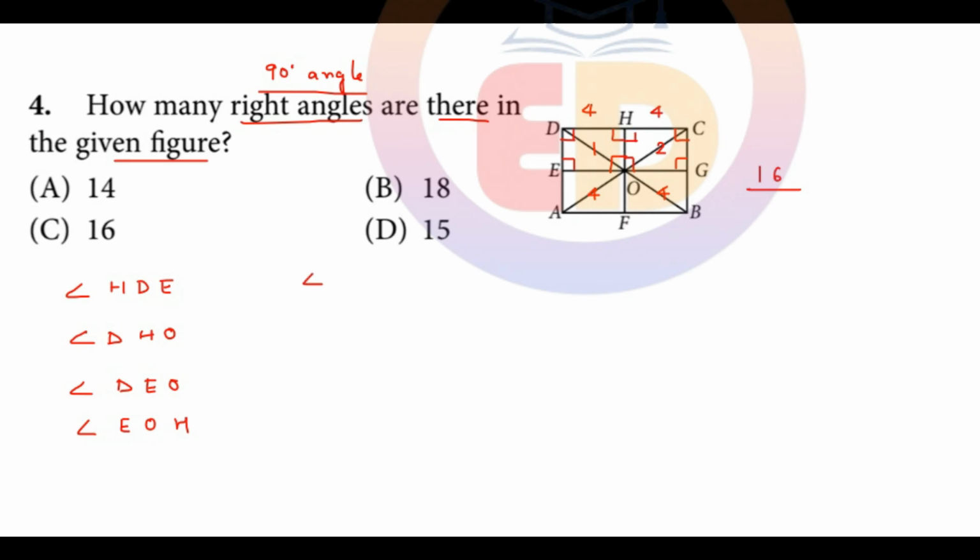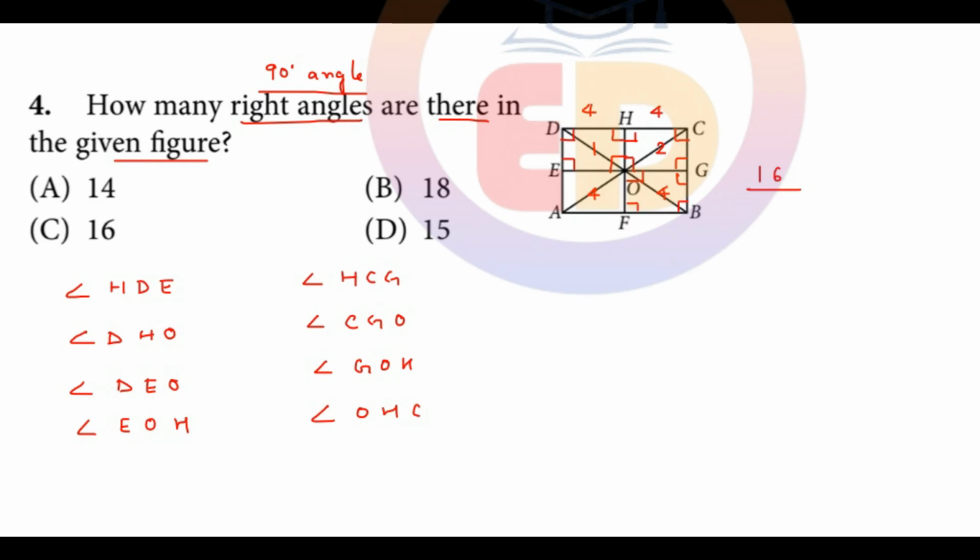So first will be angle HCG, second will be angle CGO, third will be angle GOH, and fourth will be angle OHC. These are the four angles in the second rectangle. In the third rectangle, this is a right angle, this is a right angle, this is a right angle, and this is also a right angle.